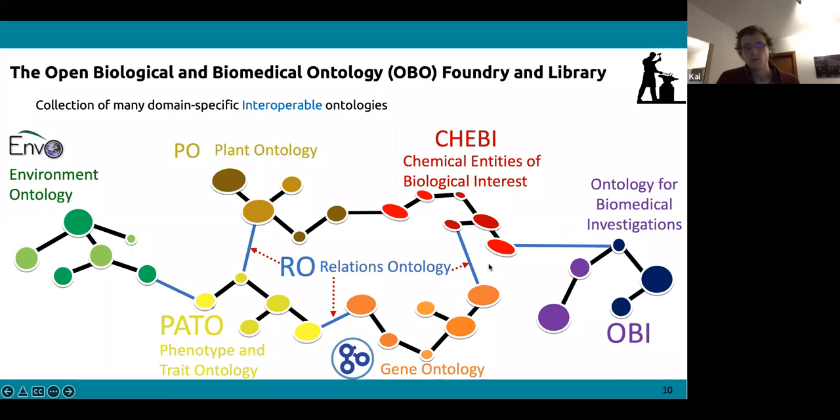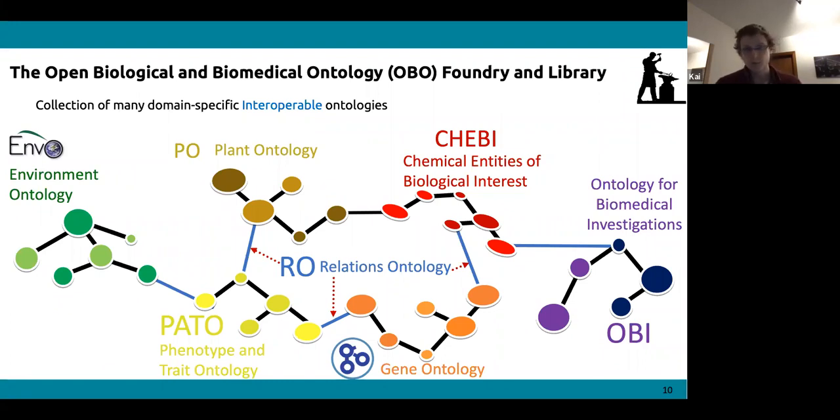Okay, so zooming in a little bit on people and projects that develop ontologies at scale, I'm going to talk specifically about OBO Foundry, the Open Biological and Biomedical Ontology Foundry and Library. You can just refer to this as OBO. So the long and short is that OBO is a collection of many, many different domain-specific ontologies that are designed to work interoperably with one another by following common design principles.